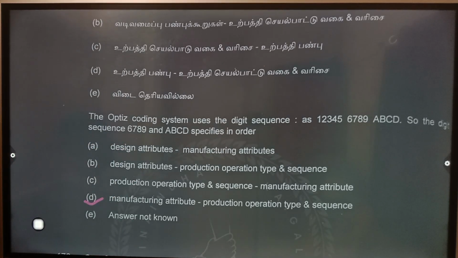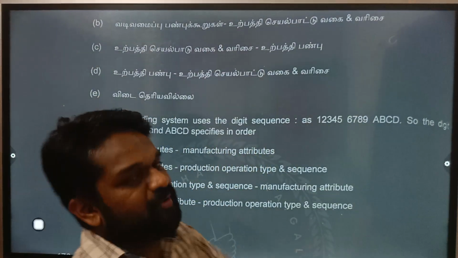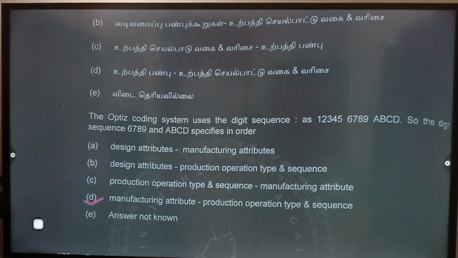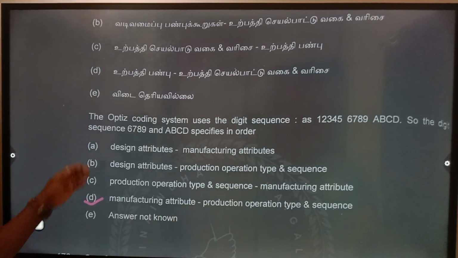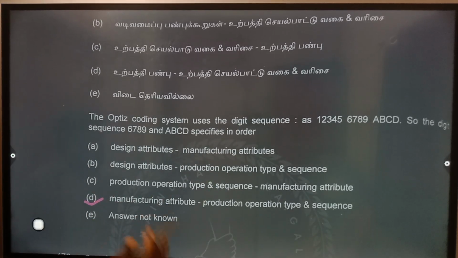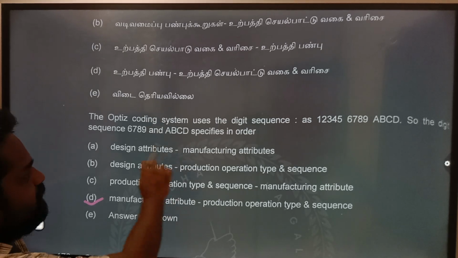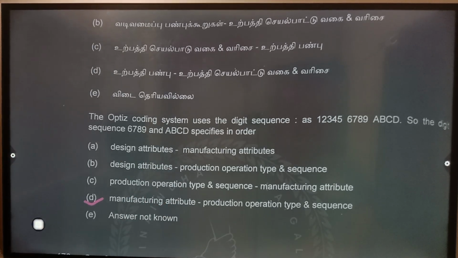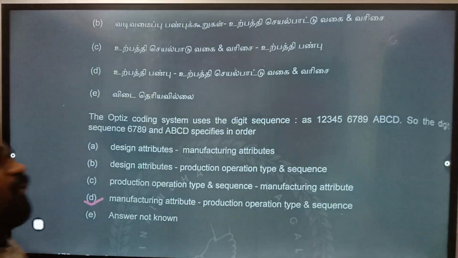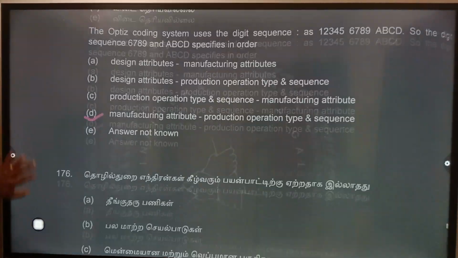Optis coding system. ABCD: the digit sequence of 6, 7, 8, 9 and ABCD. The grouping: manufacturing attribute for 6, 7, 8, 9, and production operation type and sequence for ABCD.